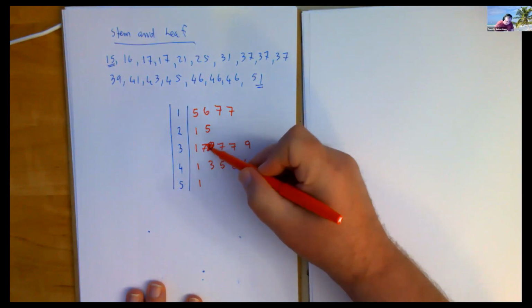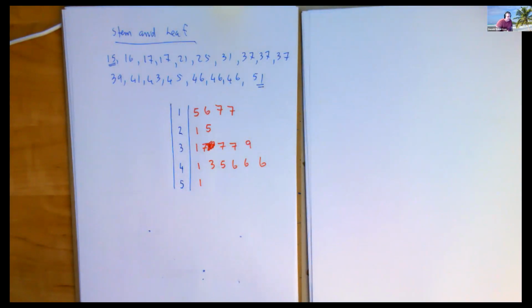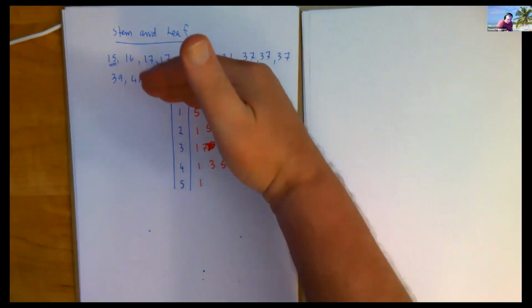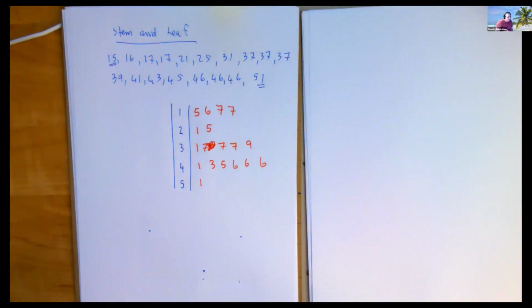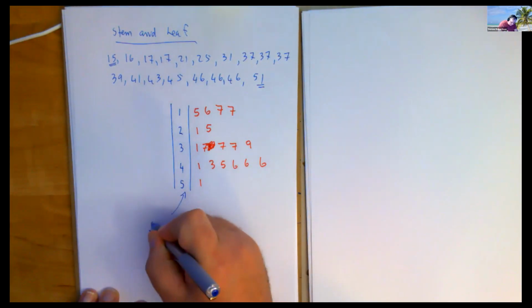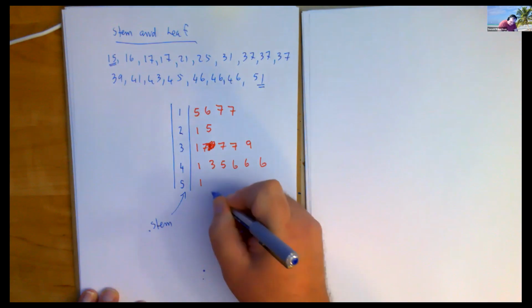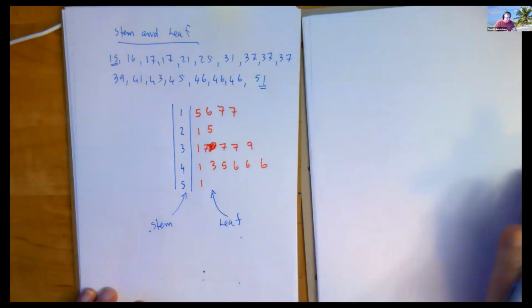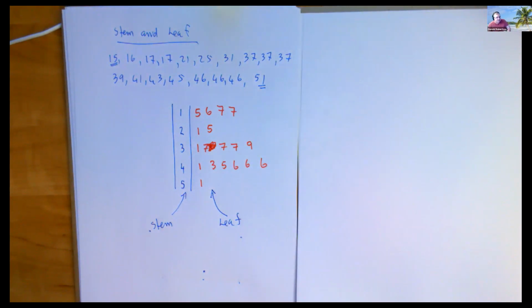Right. Apart from that little mess there, can you imagine that that's a very quick way of taking a whole load of data, especially if it's in order, and rewriting it like this. This bit in here is called the stem. And this bit in here is called the leaf. You ever seen one of those?